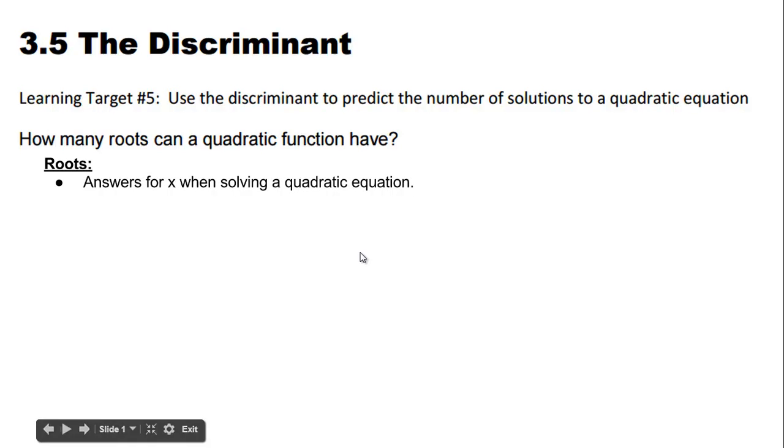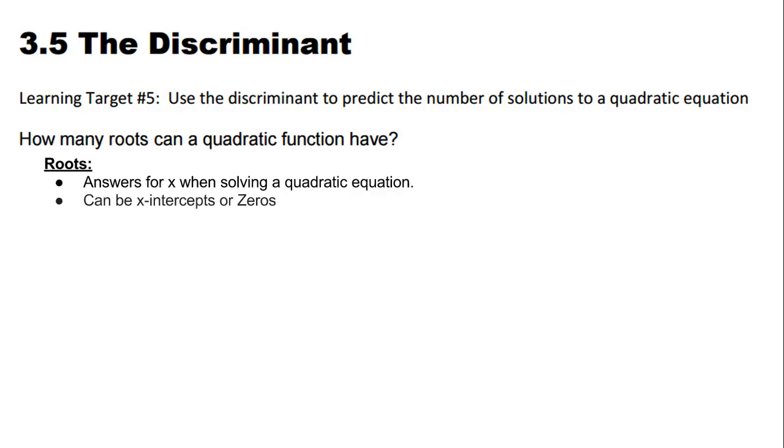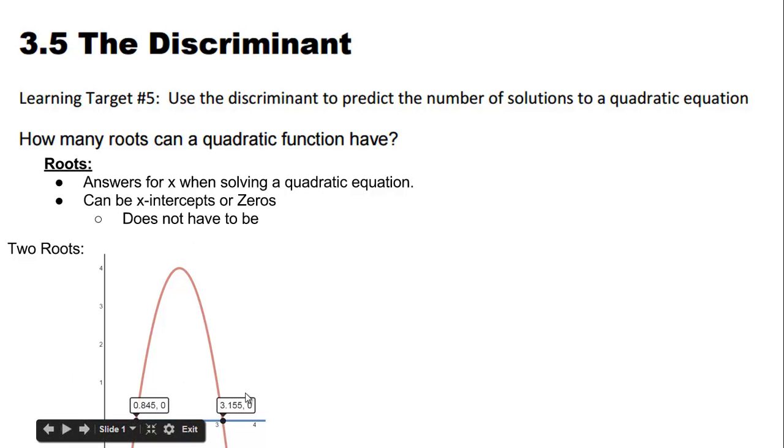A root is just an answer for x when you're solving a quadratic equation. A root for a linear equation is the answer for x when you're solving a linear. It's the same thing with a quadratic. It can be the x-intercepts or the zeros, but it doesn't have to be. For the sake of this warm-up question, we are going to talk about where it does equal 0, just for simplicity. So a quadratic could have two roots, and this is where the y value equals 0.